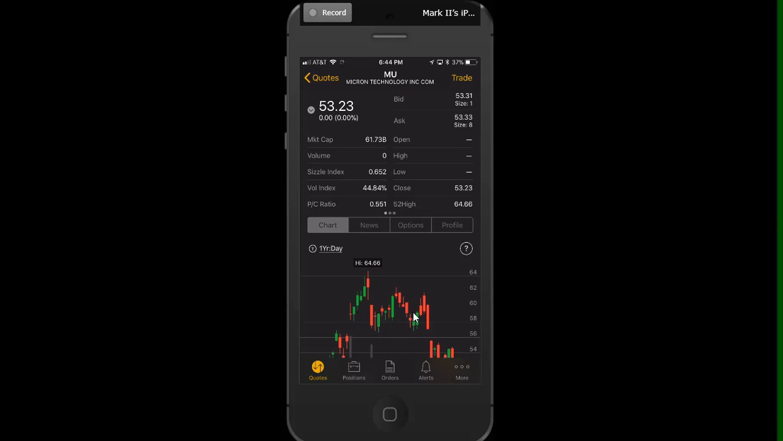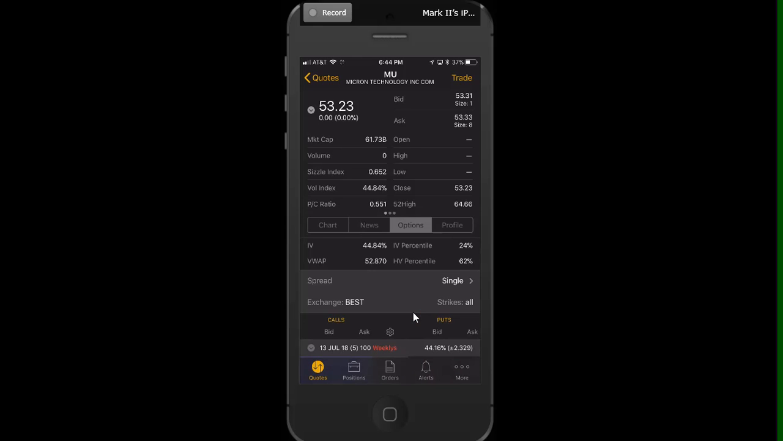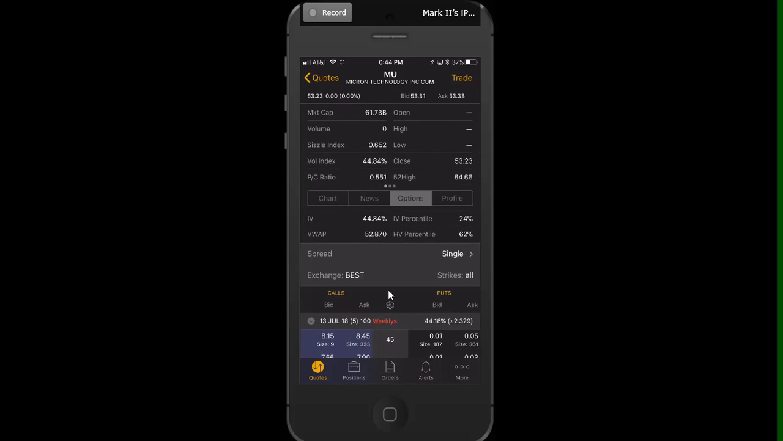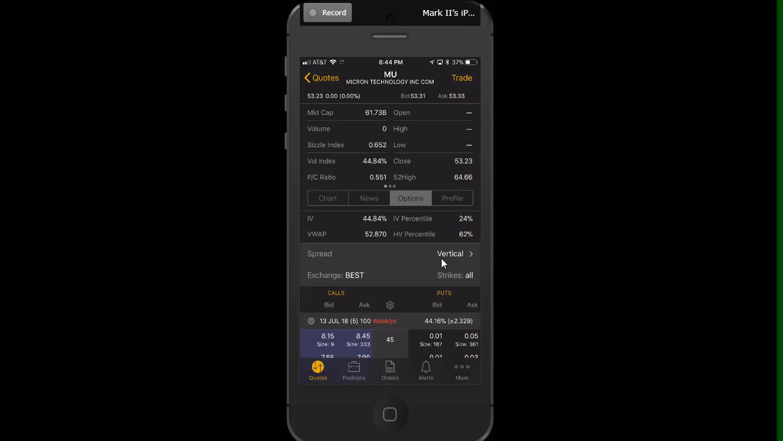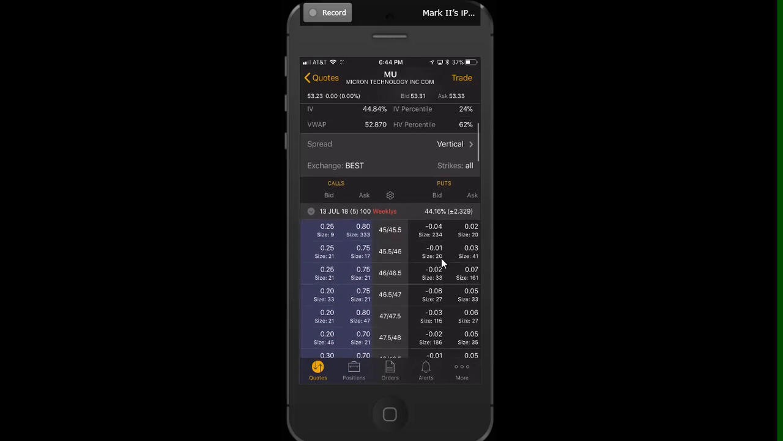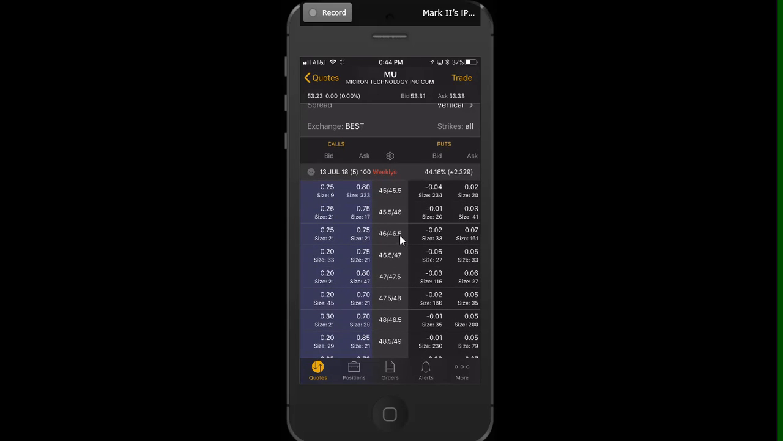Here we are in the mobile app. Once you bring up a quote, you can go to the options tab, and you can see in the center here it says spread. Right now it's set to single. If you go and change that to, say, vertical, now you will see that down the center it has two strike prices listed. And again, it just defaults to the two closest strike prices together. We can change that after the fact, kind of like how we did in the desktop app.